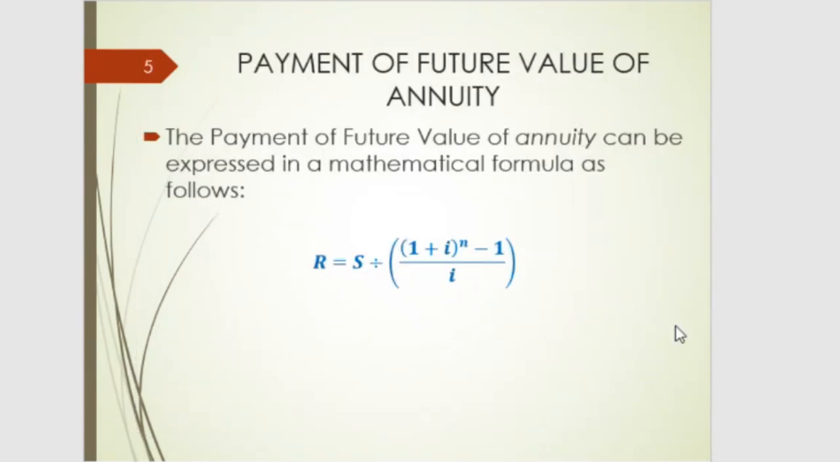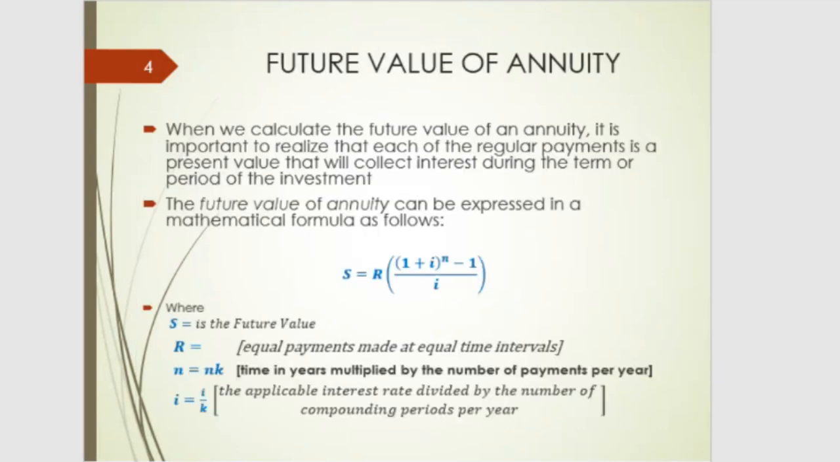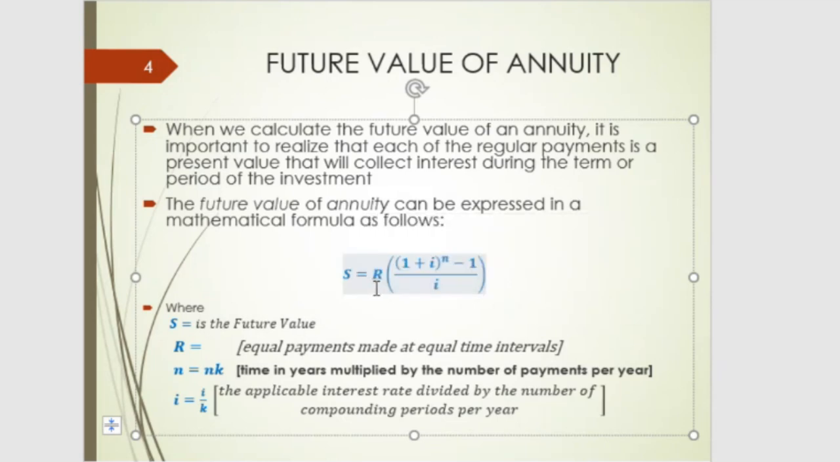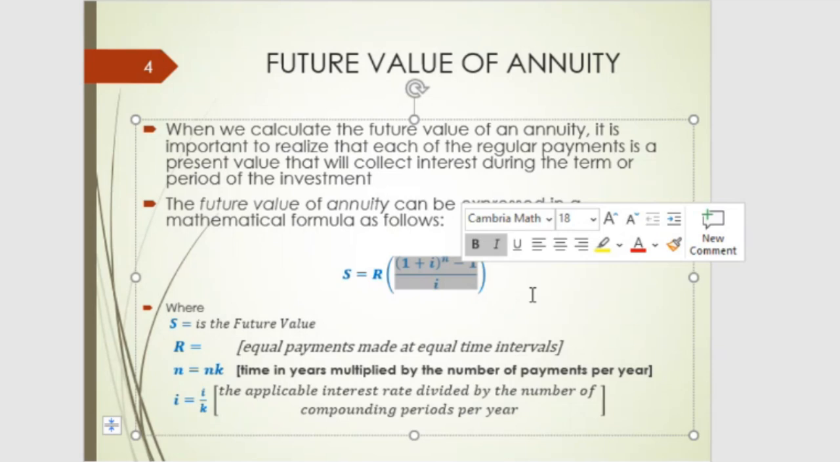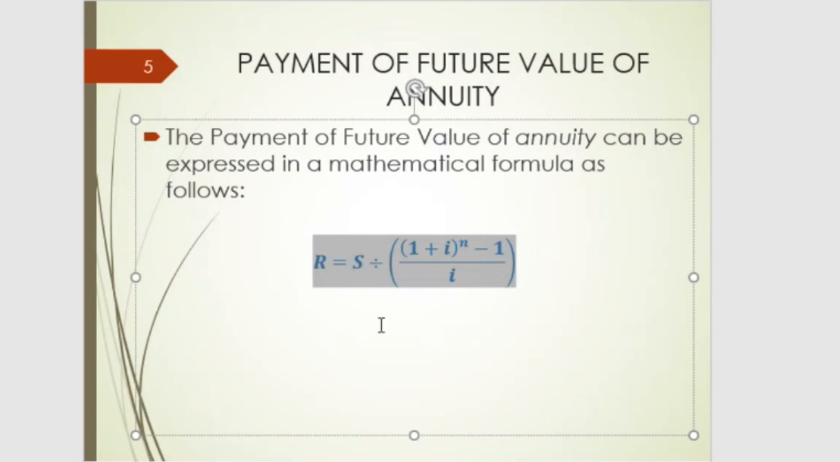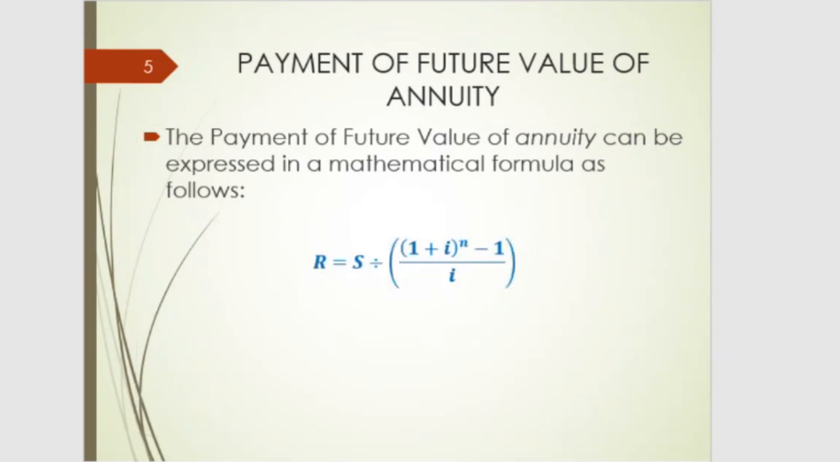Besides that, we also have the payment of the future value. How do you calculate the payment of the future value? This is the formula that you only need to know. From the first formula, because we wanted to make R the subject of the formula, we had to divide both sides by the other portion, the one that is highlighted. So instead of multiplication, you can see here it is division. It's important that you know this formula for calculating the payments for the future value.